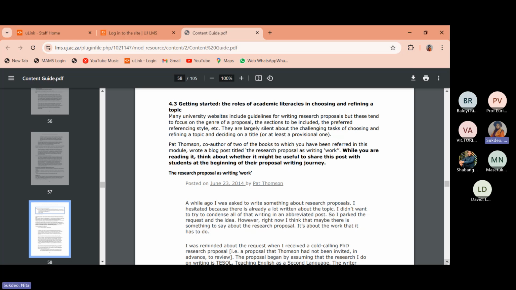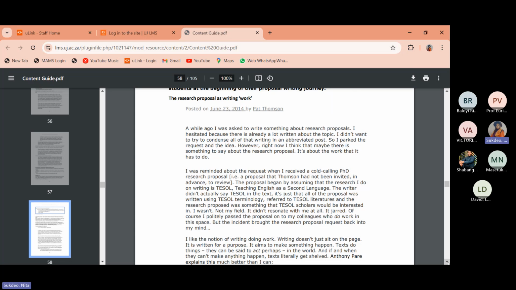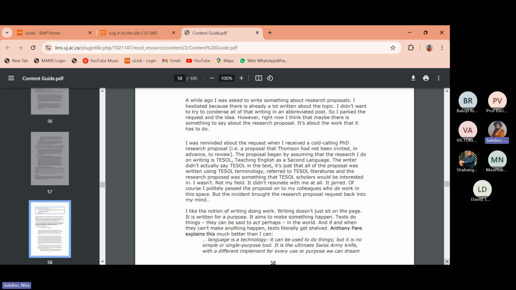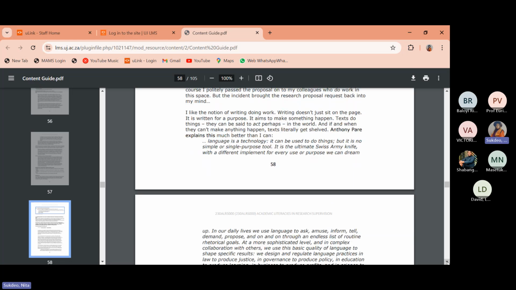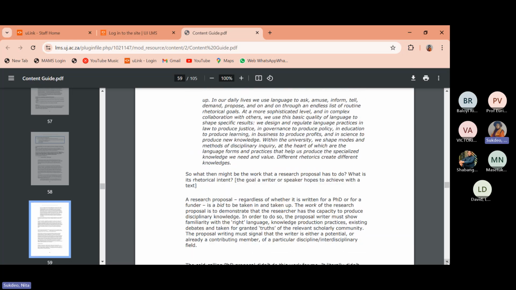So you're going to read up on the research proposal as a writing work and how you actually write up the proposal. In this blog, it shows that the person went through a PhD proposal, and the proposal began by assuming that the research was written in a specific writing style, which was teaching English as a second language, right? And we always said that a lot of the students that come in, English is their second language. How do they actually write?